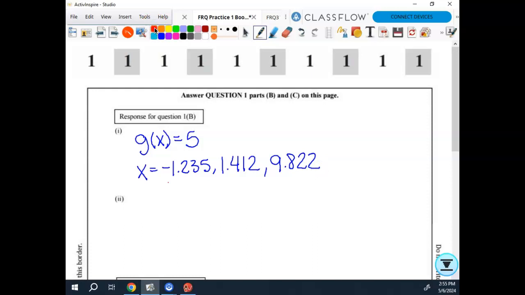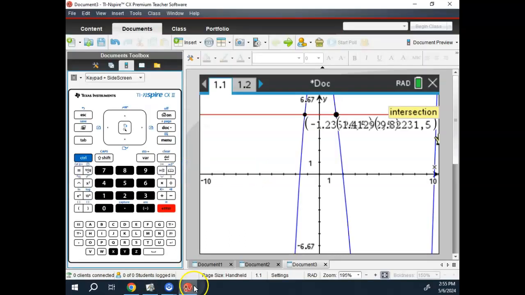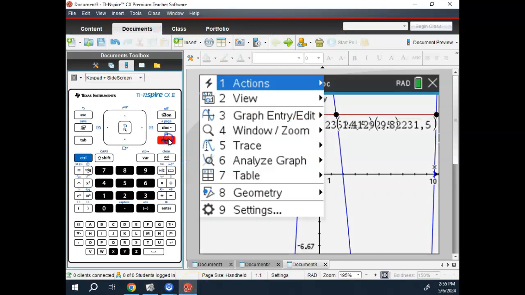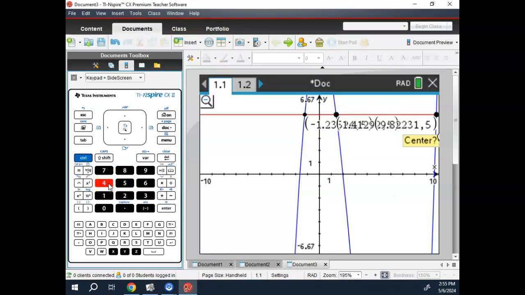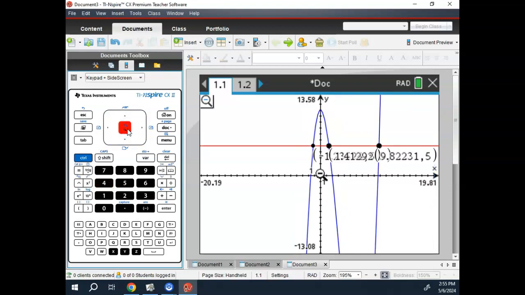There were, like I said, some people that just gave me these 2, which tells me you know exactly what you're doing. Just make sure that you really are finding all of them. One thing you could do if you're afraid of missing one, we could go to menu 4, and I'm going to zoom out. Now, when I do that, here's the important part. You see where it says center? I want my center to be at 0, 0.